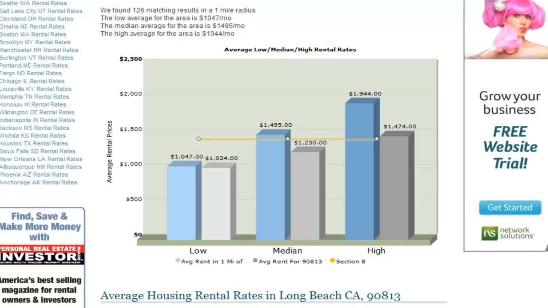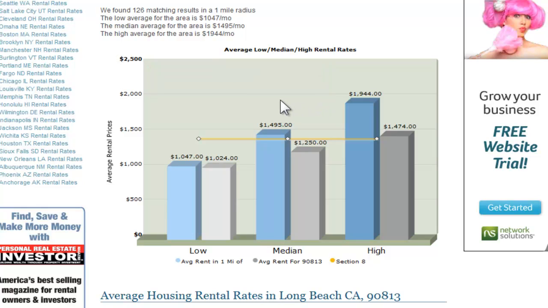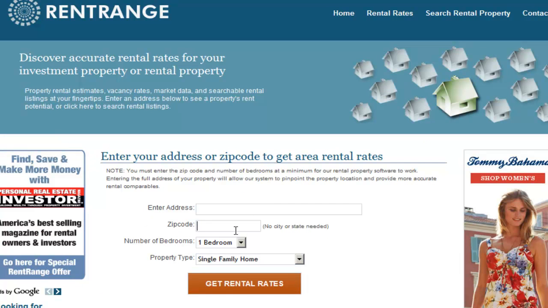And what it shows is they found 126 matching results within a 1-mile radius. And it shows here a low, median, and high. Now, the rentals that we just talked about were 4 properties, the biggest one at $1,210 a month, and the second biggest one at $912 a month. So what that tells me is, based upon that information, this rough gauge here tells me that those rental numbers are actually pretty good because both of them are either at the median or even below the low level, according to RentRange.